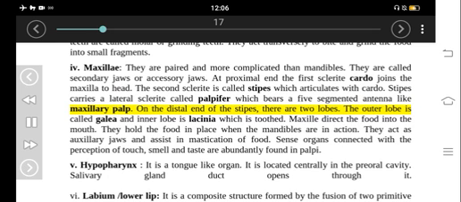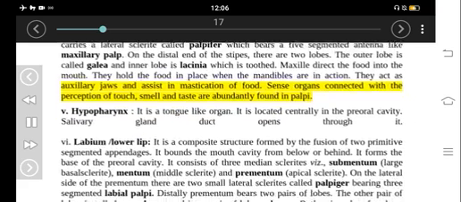On the distal end of the stipes, there are 2 lobes. The outer lobe is called galea and the inner lobe is lacinia, which is toothed. Maxillae direct the food into the mouth. They hold the food in place when the mandibles are in action. They act as auxiliary jaws and assist in mastication of food. Sense organs connected with the perception of touch, smell and taste are abundantly found in palpi.